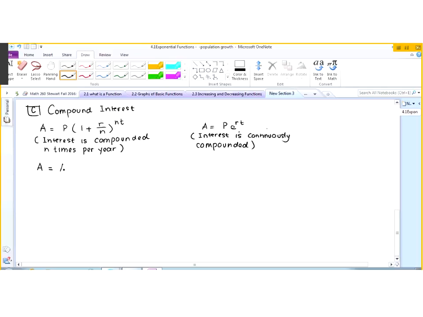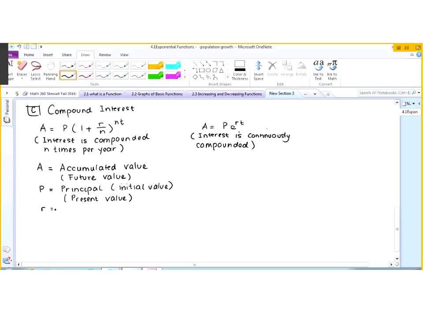So what does A mean? A is the accumulated value, or we call it future value. In accounting, it's called future value. So this is the amount after certain years. All right. What is P? P is the principal, which is the initial amount, initial value, or in accounting, it's also called present value.